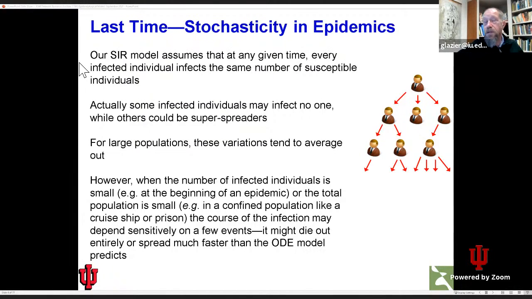One of the things that's interesting is that even if R naught and beta are the same for two diseases, the dispersal of the fraction of people infected can be different, and that can lead to interesting differences in the behavior of the disease.